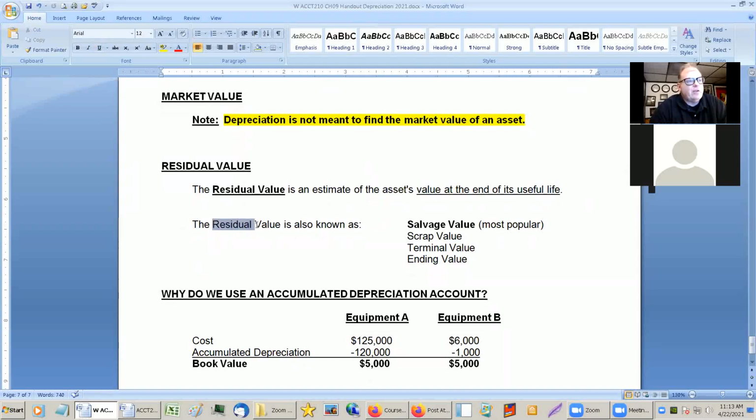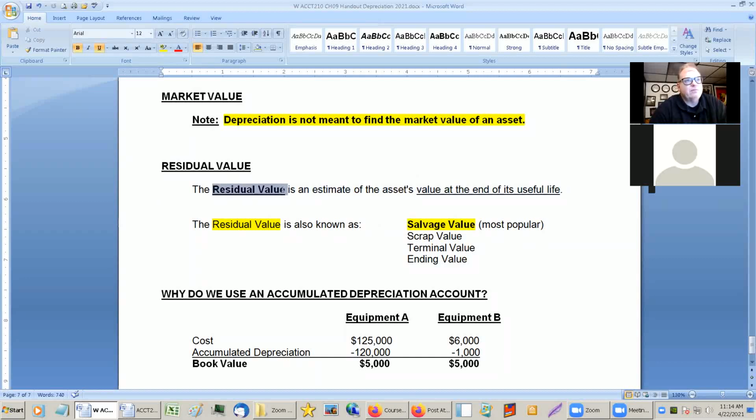Okay, residual value. This is a term that your book uses, and there's nothing wrong with that at all. Another term you often see, though, is salvage value. So if you see salvage value, same thing. And these other ones are also things you'll see: scrap value, terminal value, ending value. They all mean exactly the same thing. They're all the residual value.